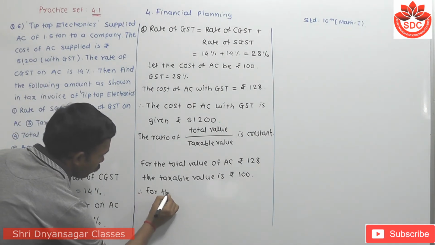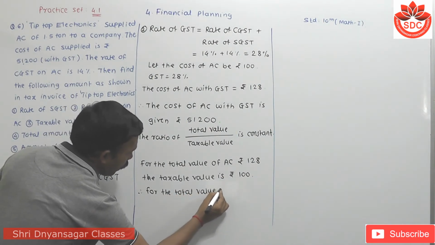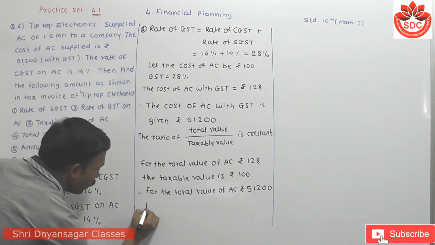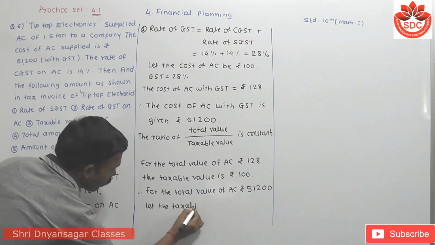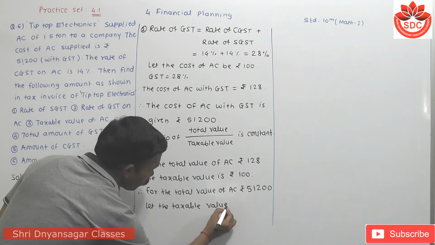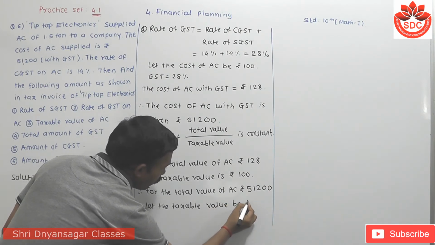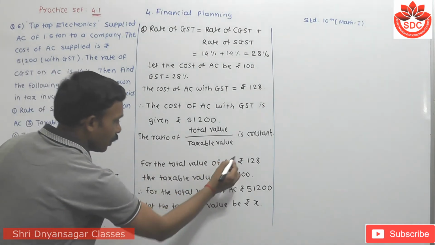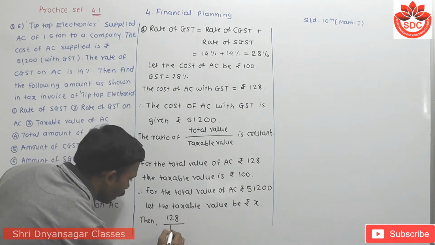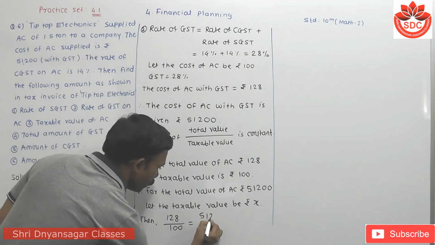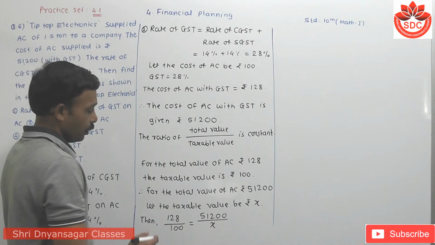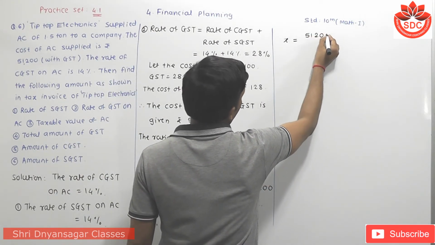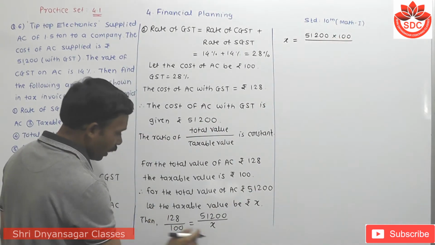Therefore, for the total value of AC rupees 51,200, let the taxable value be rupees X. Then by using this ratio, this total value is 128, at that time the taxable value is 100, equals to the total value is 51,200, at that time the taxable value be X. This 128 goes to denominator.